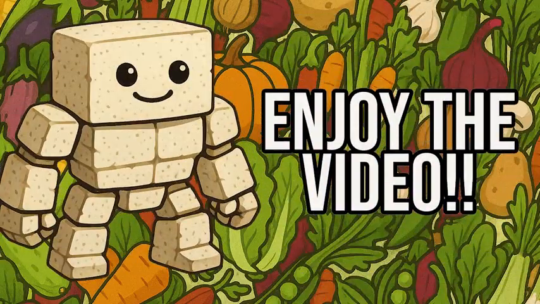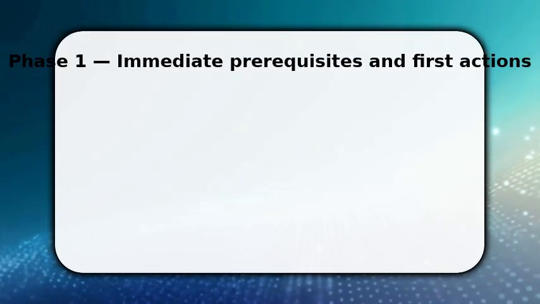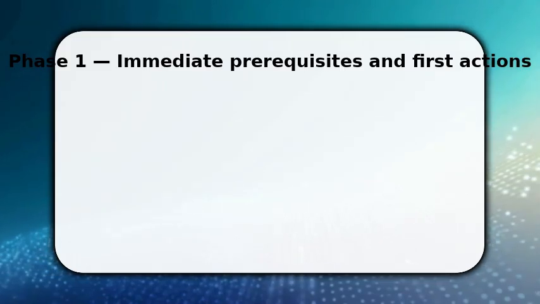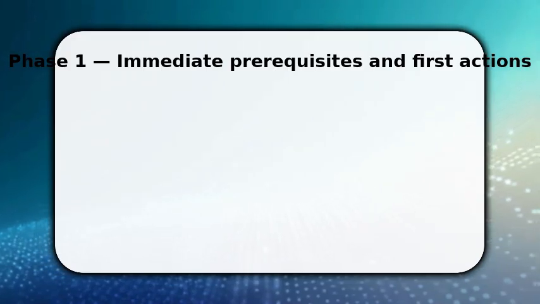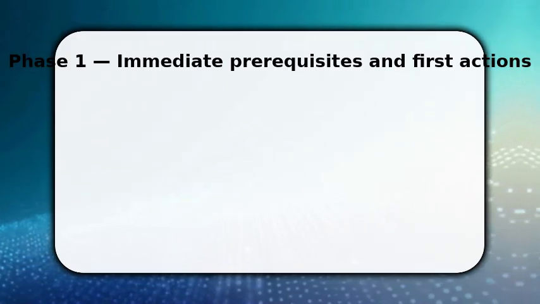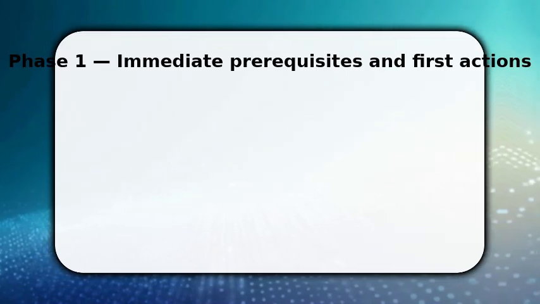Please enjoy the video. You begin by saving what matters, because Reset removes personalized data. First, export extensions with code list extensions and copy your user folder to a safe location. This preserves key bindings and snippets.